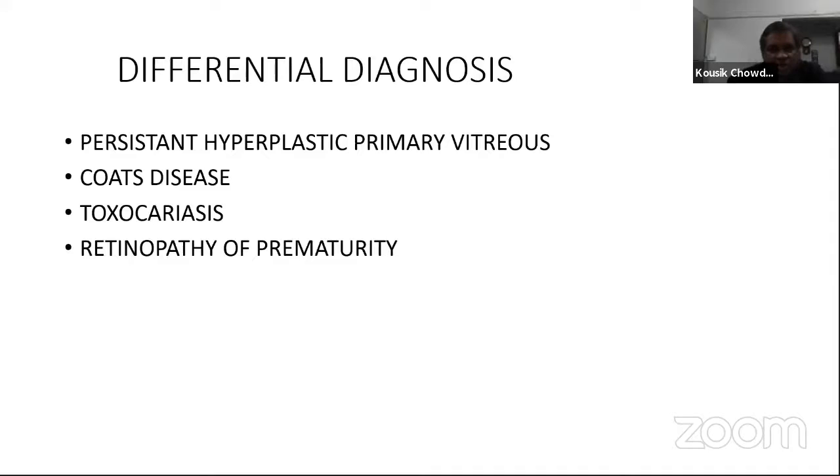Differential diagnosis of retinoblastoma: persistent hyperplastic primary vitreous, Coats disease, toxocariasis, retinopathy of prematurity. This is the differential diagnosis of retinoblastoma. These conditions can mimic retinoblastoma: persistent hyperplastic primary vitreous, Coats disease, toxocariasis, and retinopathy of prematurity.